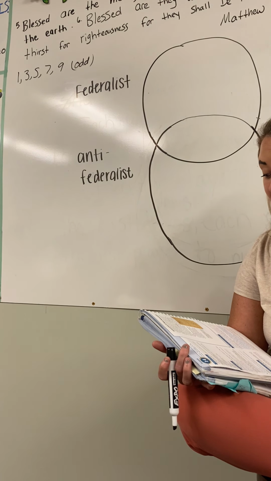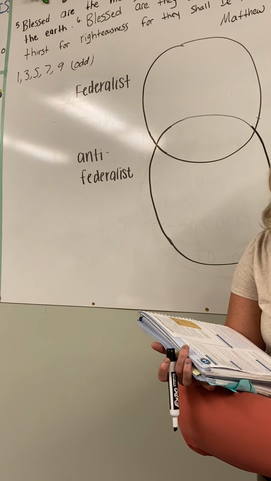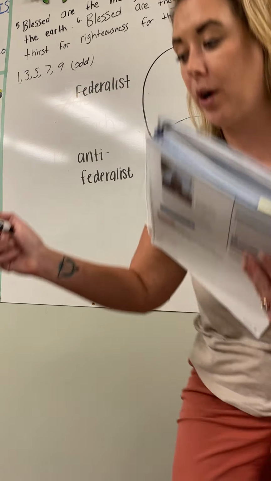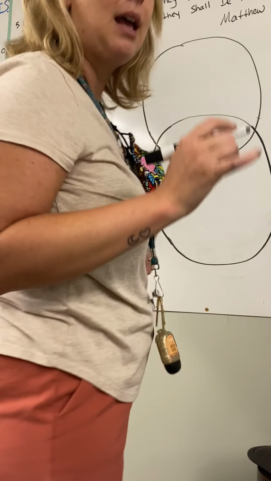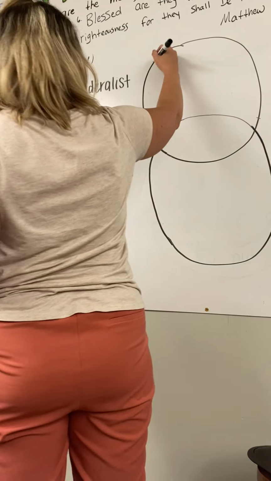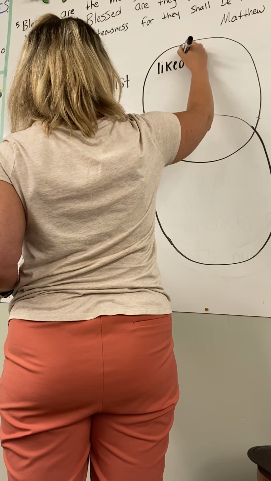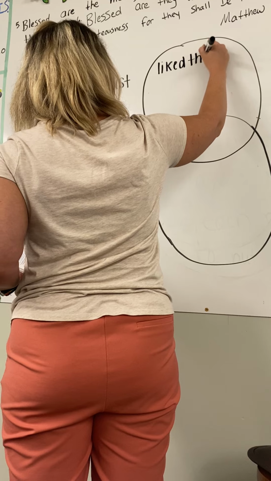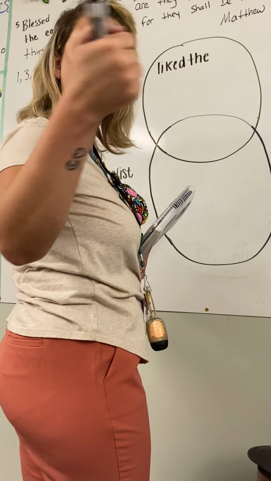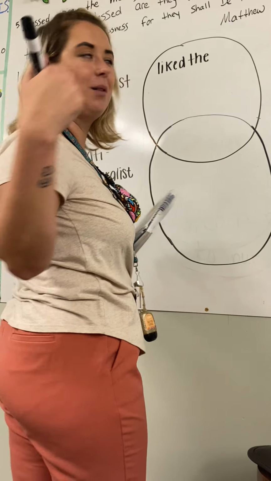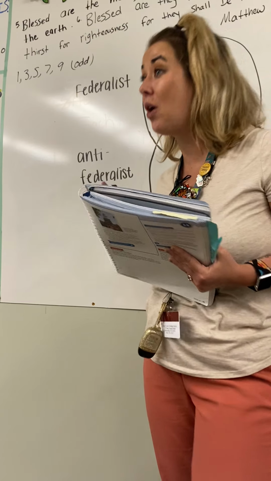Not all Americans liked the Constitution. People who liked the Constitution were called Federalists. So let's look at our worksheet there, page 25. The very first blank says, liked the what? What did they like? Everybody say it. I just said it. Thank you, Liam. Yes. So we know, we just read it in our reading. If you're listening and paying attention, you'll know that.